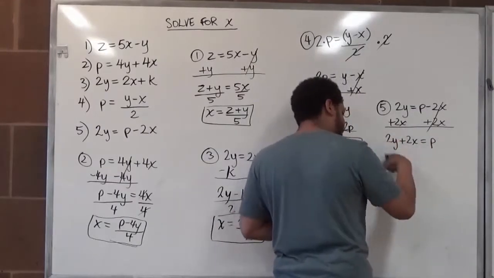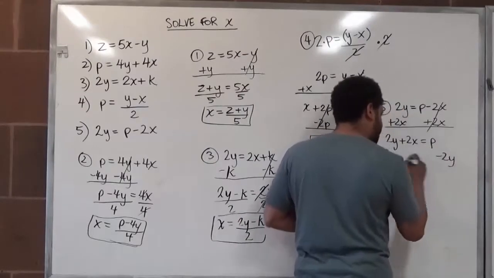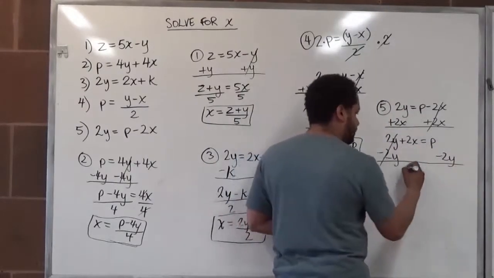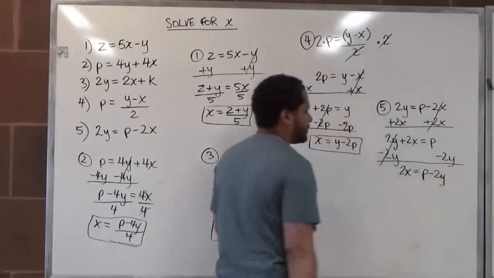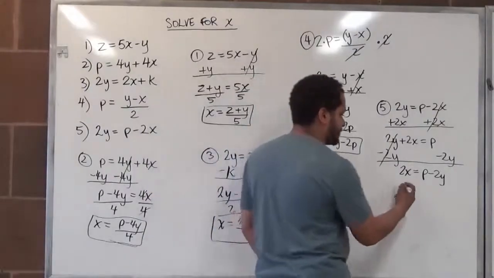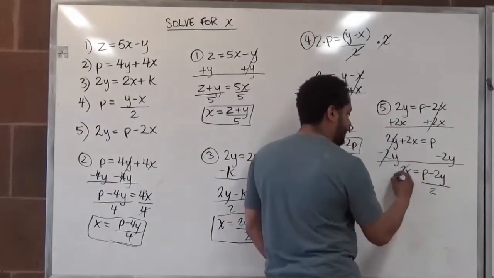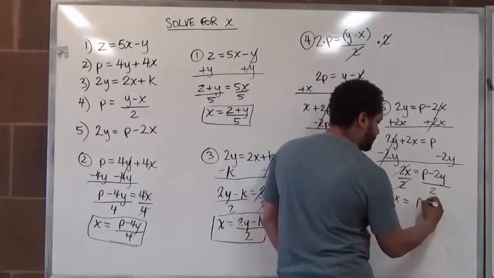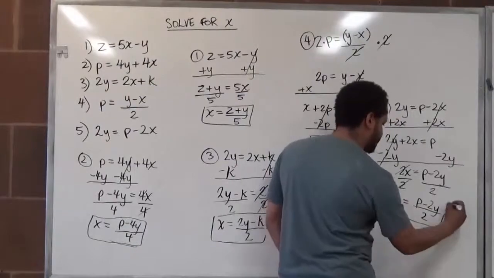Our next step is to get rid of the 2y's. So we're moving the 2y's to the other side. These 2y's cancel. We have 2x's left over are equivalent to p take away 2y's. Our next step is then to get rid of this 2 next to the x, so we can isolate the x variable. And we just divide both sides by 2. And these go away. We have x is equivalent to p take away 2y's over 2. And that's our solution.